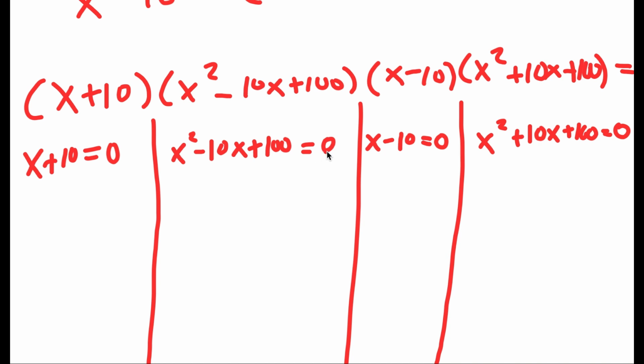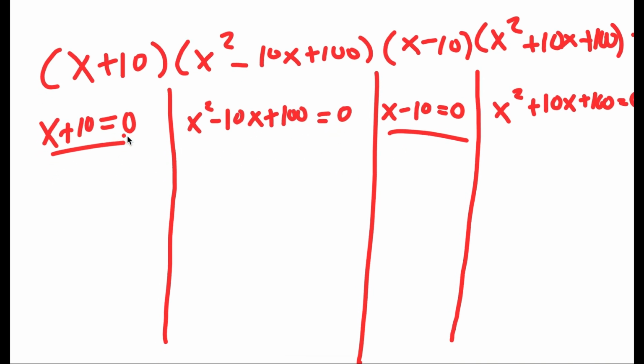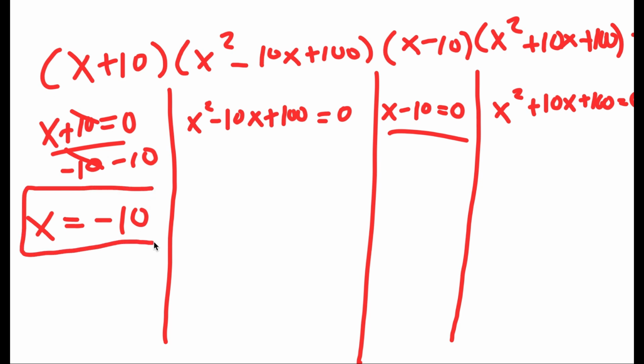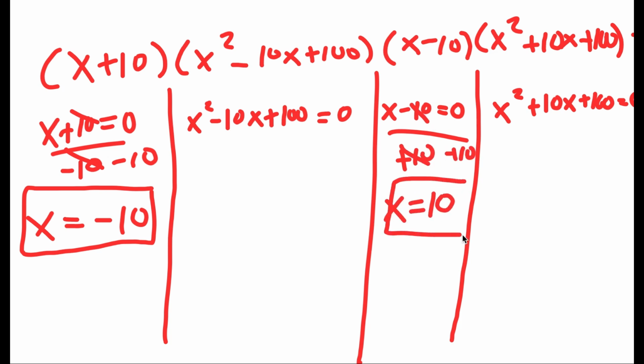So what I'm going to do is first start with the simpler equations, which are these two right here. For x plus 10 equals 0, all I have to do is subtract 10 on both sides, and I get x is equal to negative 10. And for x minus 10 equals 0, all I have to do is add 10 on both sides, and I get x is equal to positive 10.